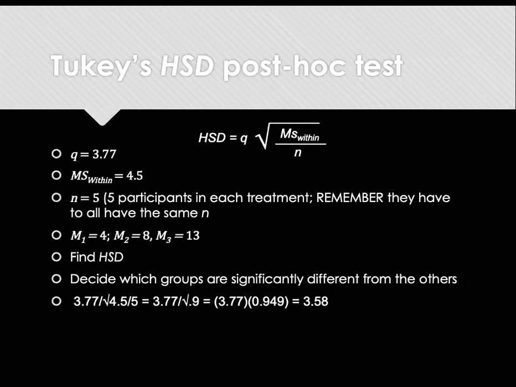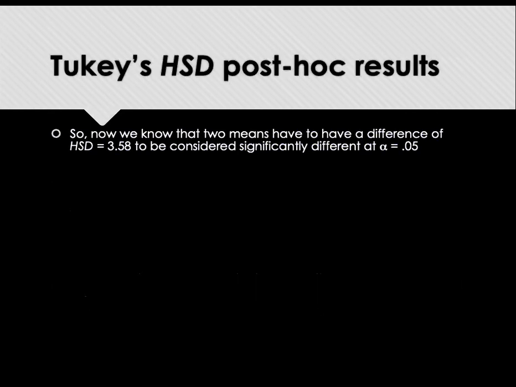3.77 times 0.949, and you get 3.58. So our HSD value is 3.58. And then remember, the interpretation of that is that any two means have to have a difference of 3.58 to be considered statistically significantly different at an alpha value of 0.05.